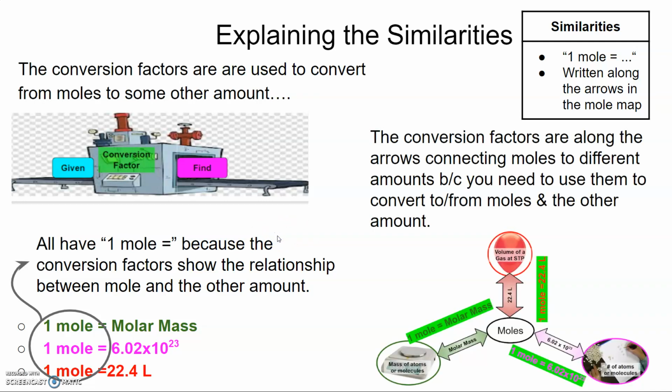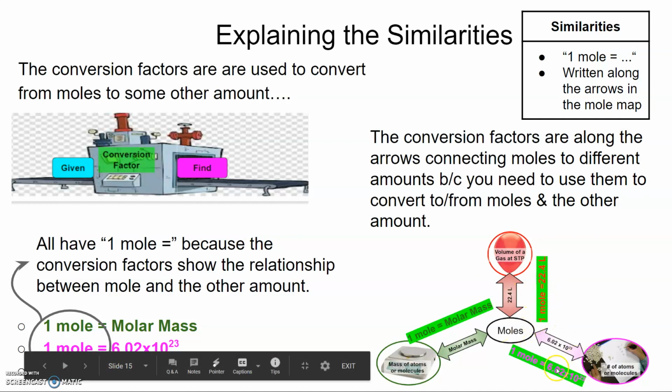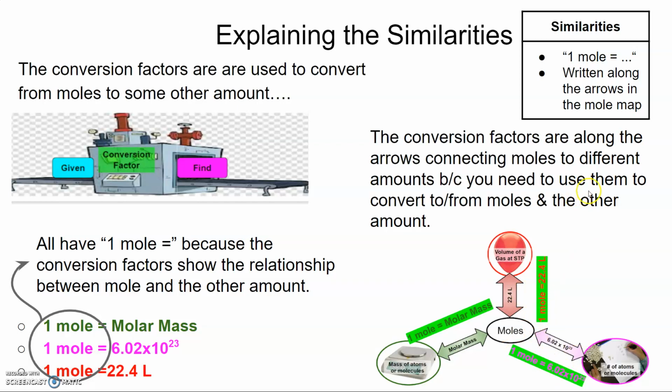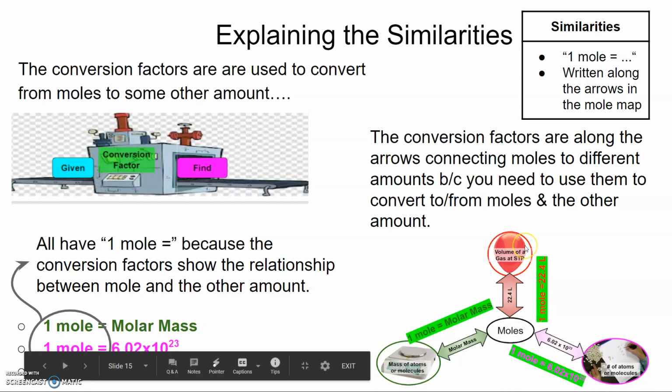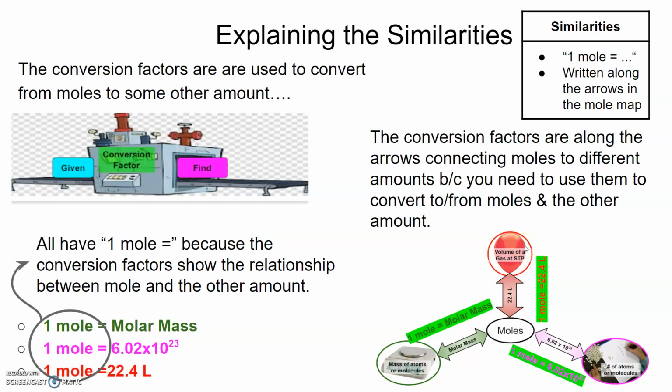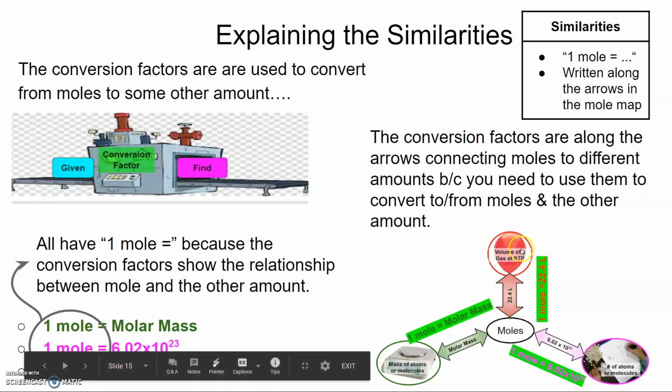The other thing about the similarities is that the conversion factors are written along these arrows in the mole map. So why is that? Well, they're written along the arrows in the mole map because they essentially are connecting the moles to different amounts. And in order to go to or from moles in that different amount, you have to sort of go through the conversion factor.